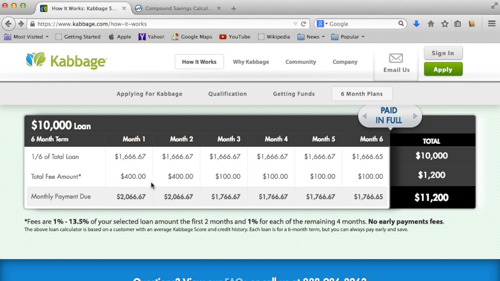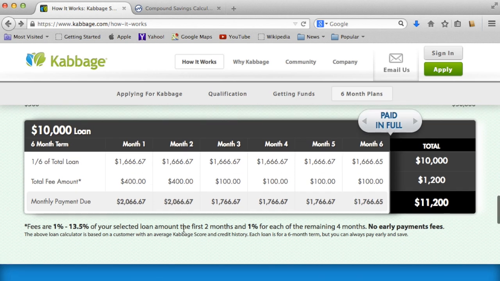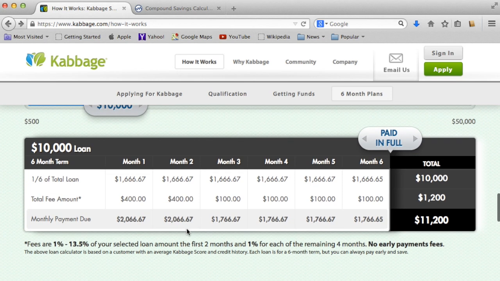And then in the remaining 4 months, they would pay $100 a month in fees along with 1/6 of the loan for each month. Now, what's good about Kabbage is that if you decide to pay the loan back before 6 months, Kabbage will not penalize you for doing so. And of course, paying the loan back early will allow you to avoid some of the monthly fees.